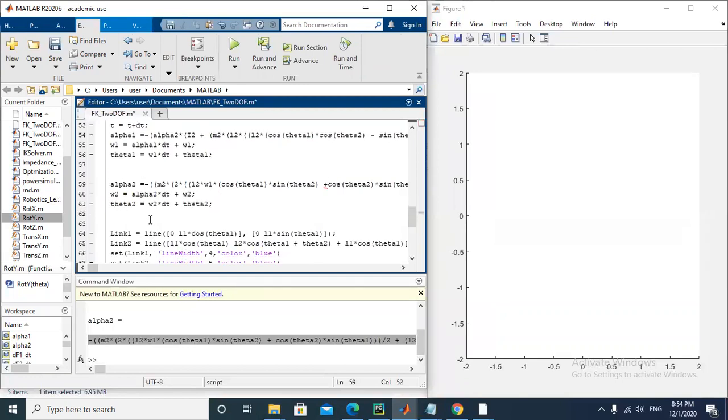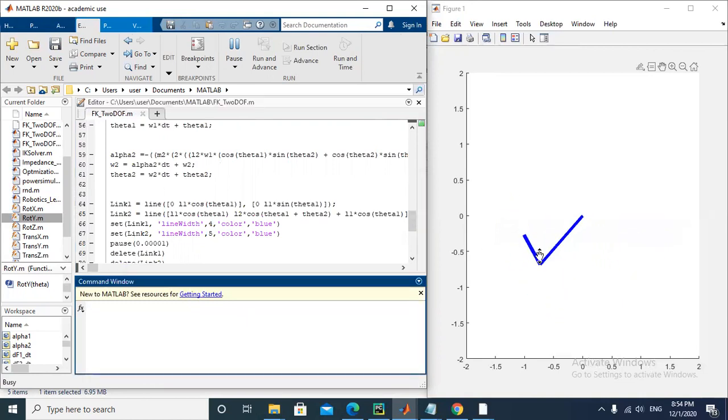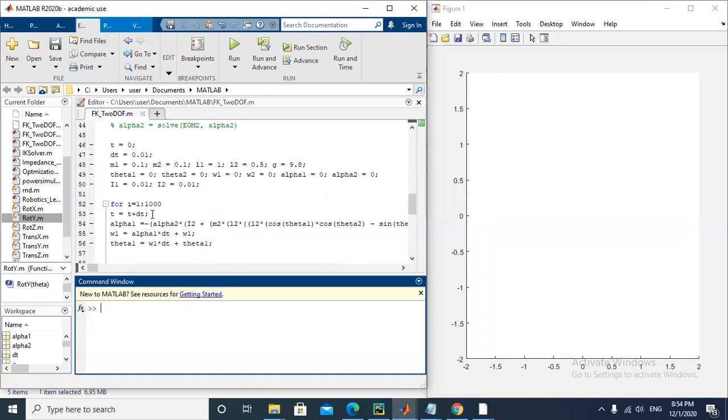Wait, so this is wrong. Okay, let me just fix it. So alpha 2, omega 2. Let's actually run that. There we go. So this is basically using what we learned in our course to be able to fully mess around with the dynamics of systems. Now we don't have any damping, so the energy here will be conserved forever, right? And so now you can experiment with that.